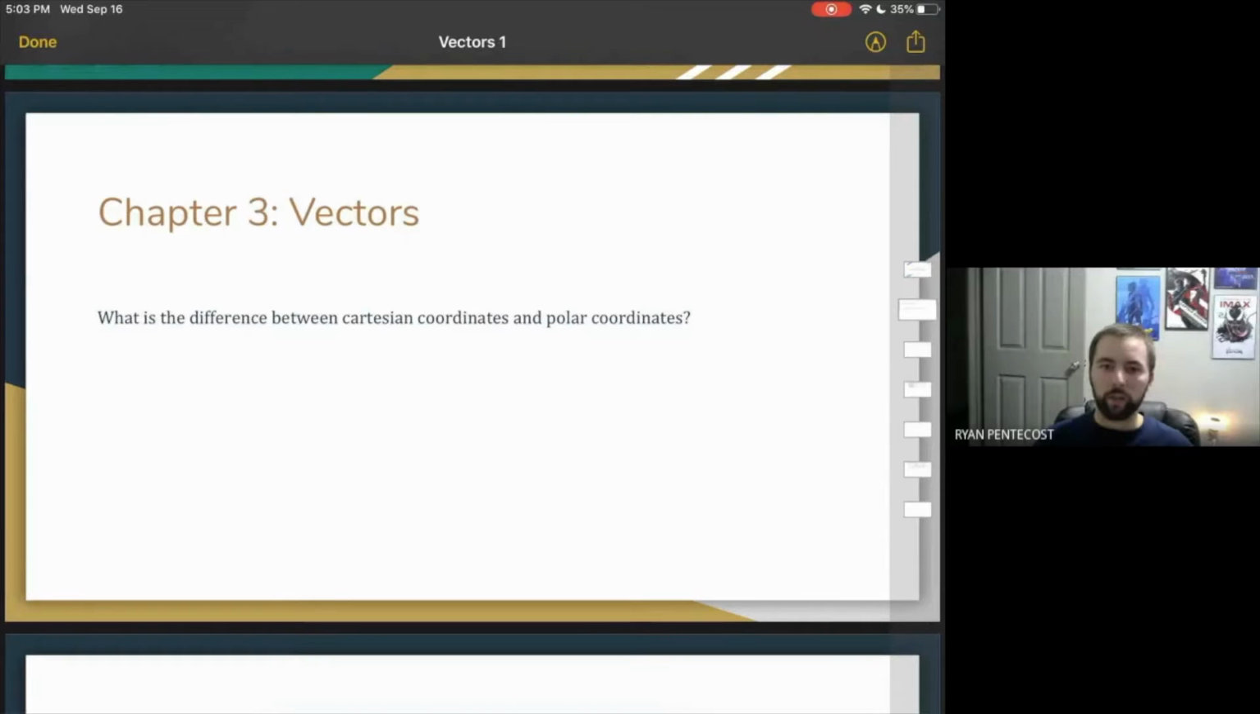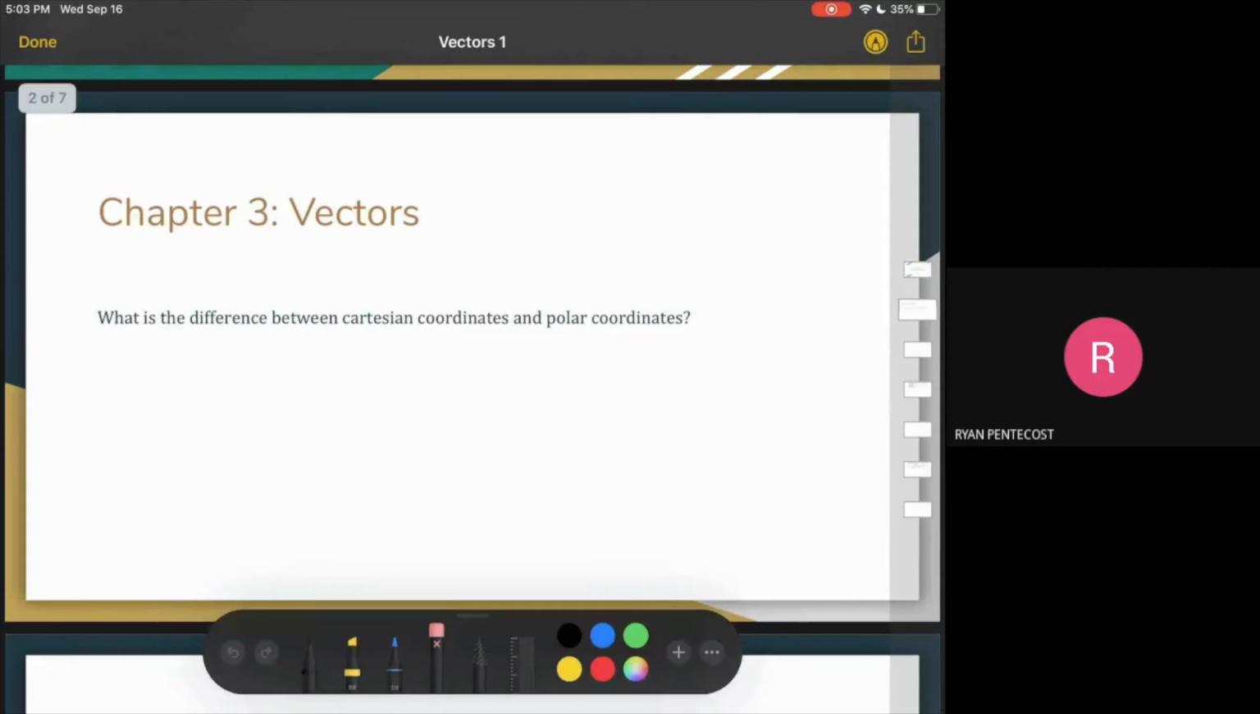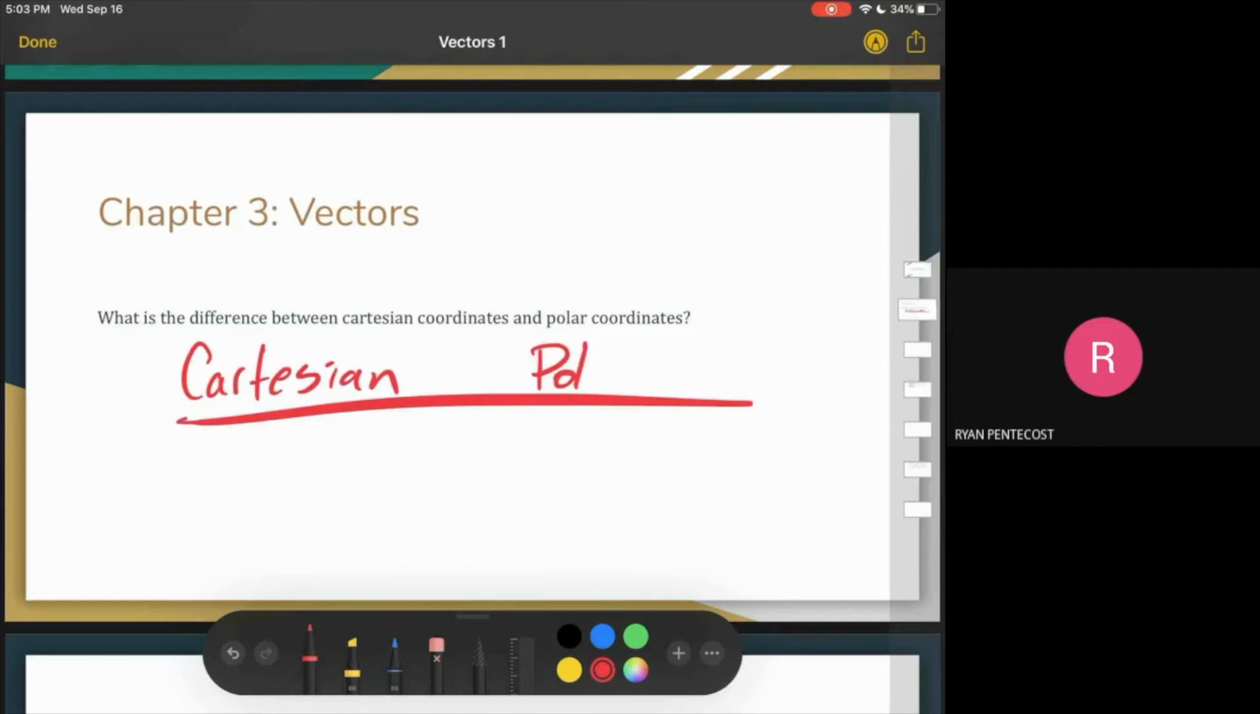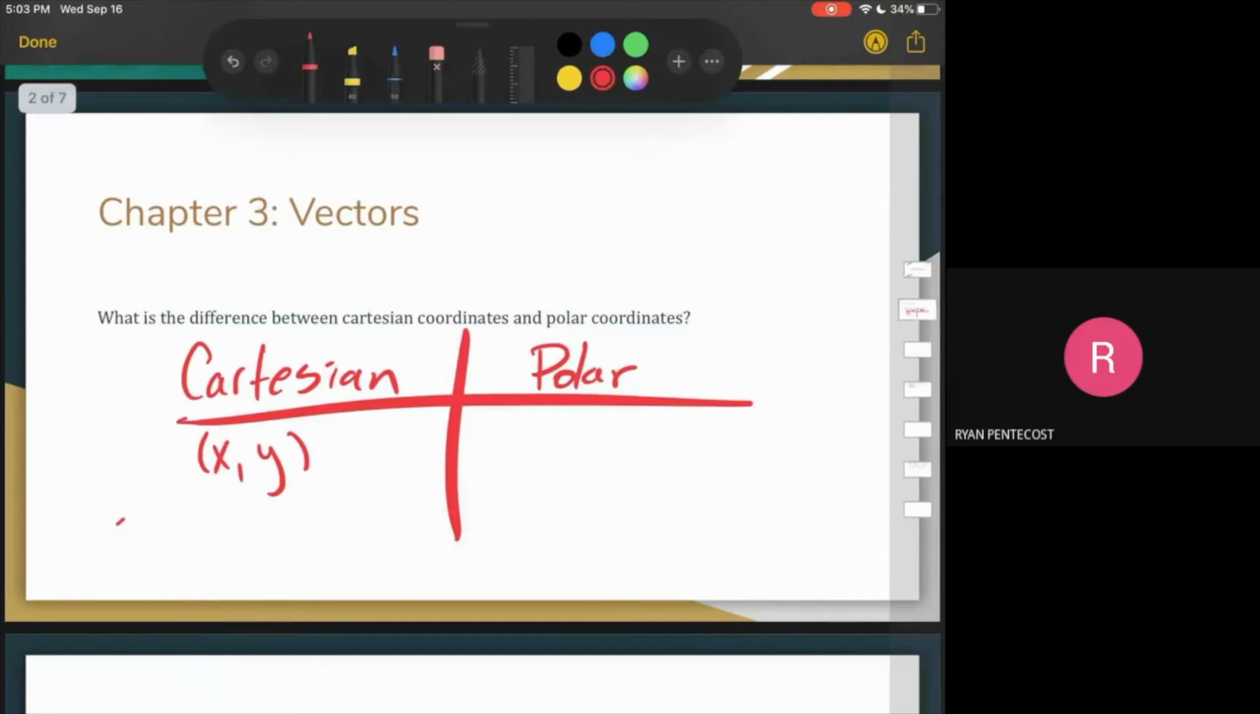So the main difference between Cartesian and polar coordinates is that Cartesian is what you've used through your math class so far. You have an x and a y for your coordinate points. This also gives you two lengths to measure from the origin to your point, right? For polar, this looks different.